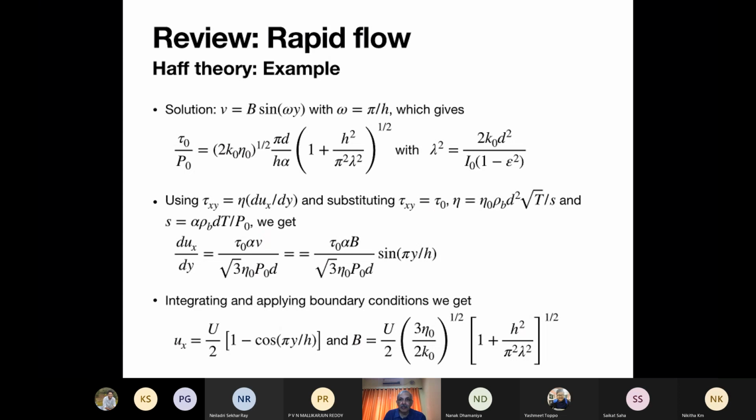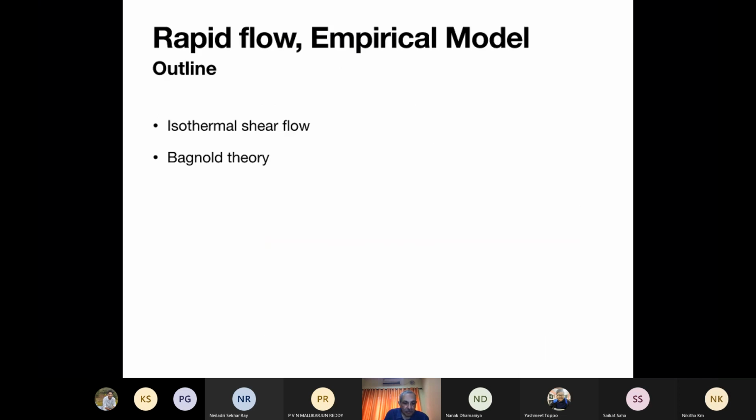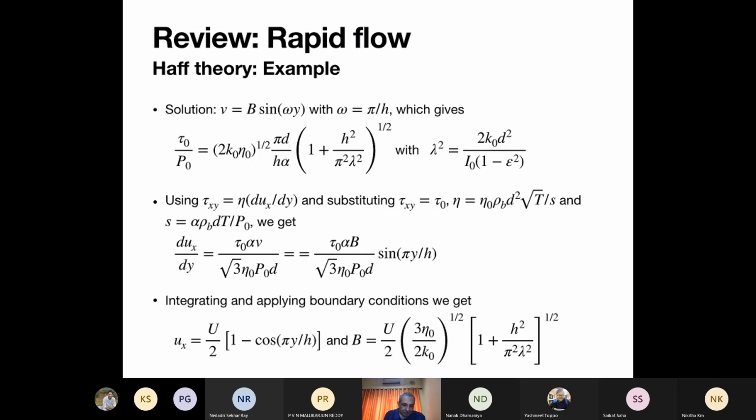Okay, so this is where we stopped, and now what I will do is a couple more examples using rapid flow. One is what happens if you have an isothermal shear flow. That is exactly the same problem here.